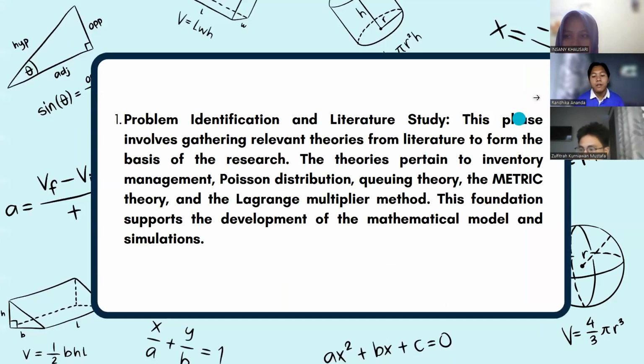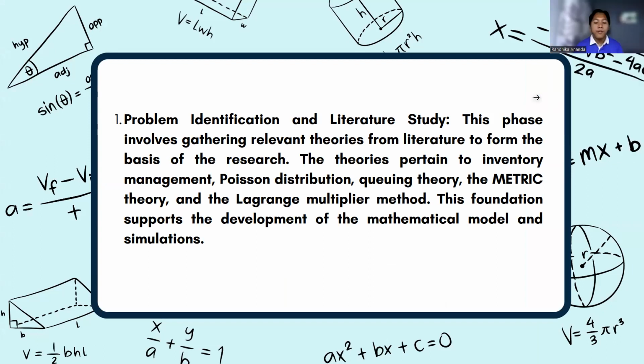In this chapter of this thesis, the focus is on developing a mathematical model for inventory management of spare parts, specifically addressing different customer classes and their impact on inventory costs. The first methodology is problem identification and literature study. This phase involves getting relevant theory from literature to form the basis of this research. The theories pertain to inventory management, Poisson distribution, queuing theory, the METRIC theory, and the Lagrange multiplier method. This foundation supports the development of the mathematical model and simulation.